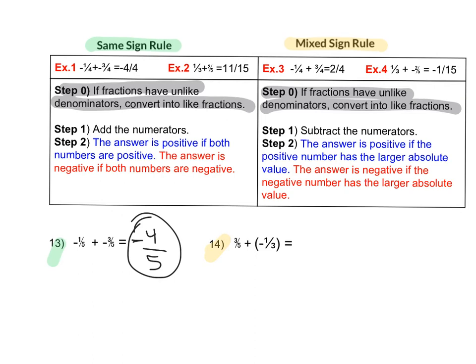For problem 14, it's a positive 3/5, and we're adding a negative 1 over 3. So the denominators are not the same, so we're going to convert them into like fractions, okay? First off, I'm going to circle the denominators, 5 and 3. Then I'm going to multiply. So I got 3 over 3 and 5 over 5. We're going to convert these into like fractions, okay?